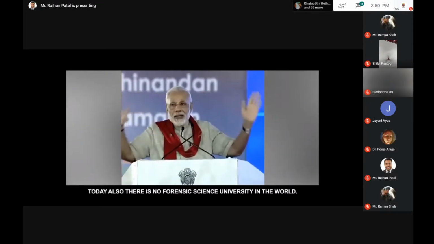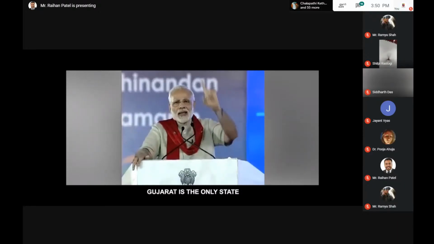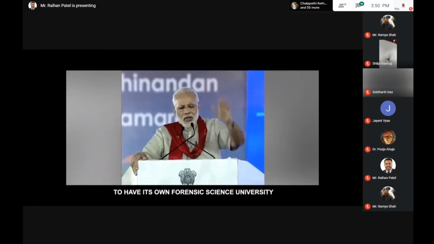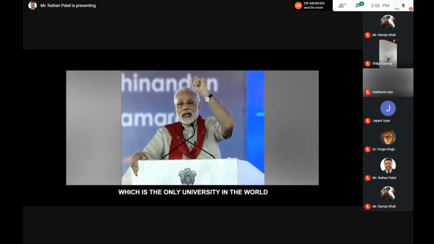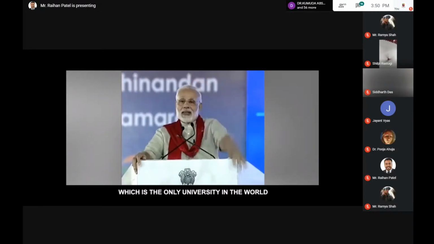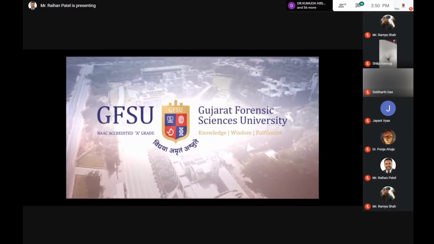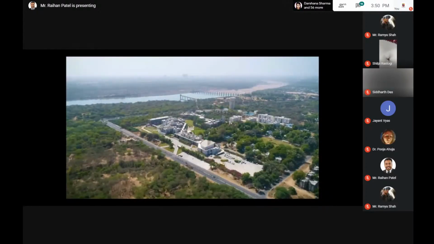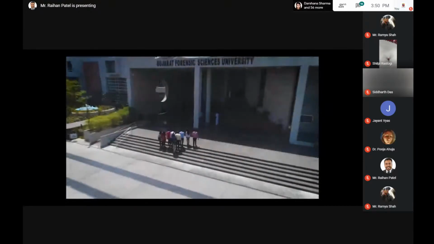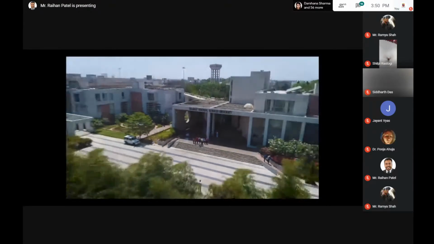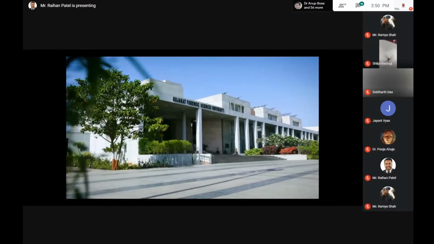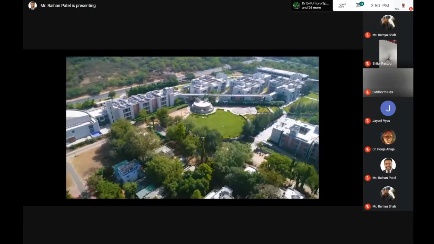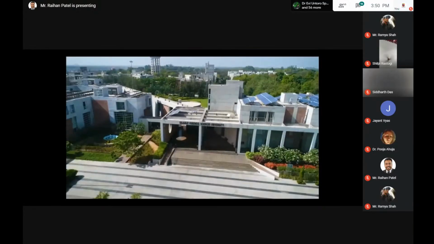Gujarat Forensic Sciences University, established by the government of Gujarat under the flagship of Home Department, is a highly specialized higher education institution across the world, which is the only establishment of its kind dedicated to forensic and investigative sciences.